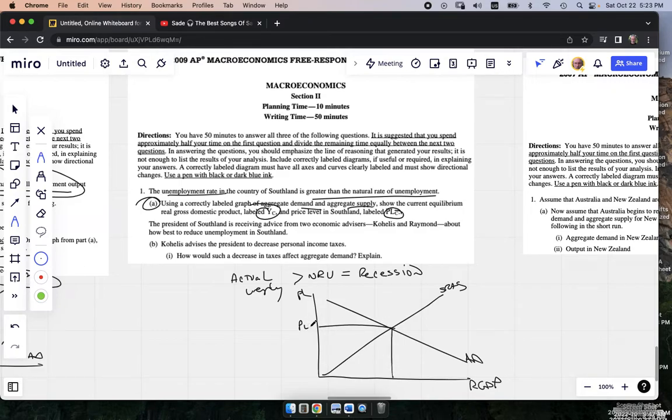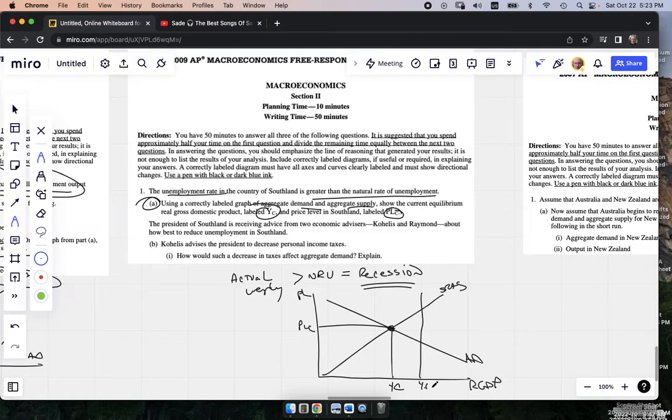Let's call it PLC, YC, unemployment. We know we're in a recession. The president of Southland is receiving... Look at that, though. Without a long run, can you really tell that we're in a recession? You can't, right? We just look like we're at equilibrium. And we are. We're at our short run equilibrium. Without some kind of understanding of where we are with that long run, it doesn't make a lot of sense.